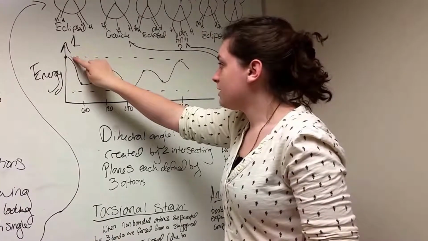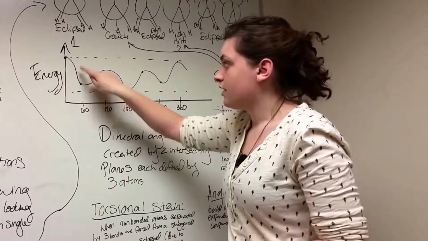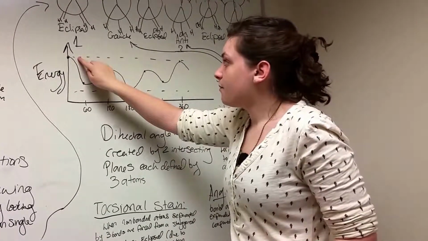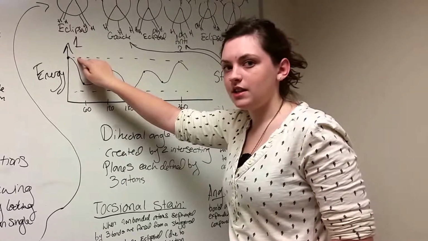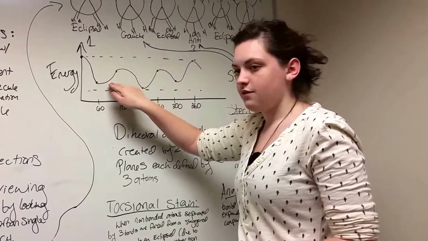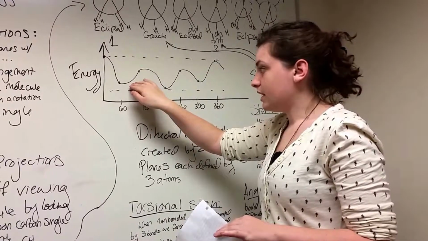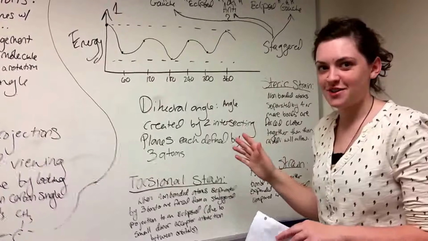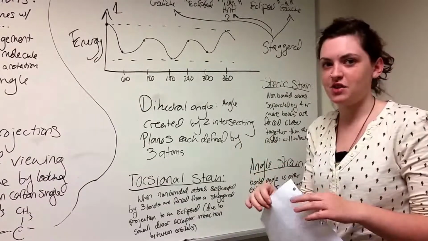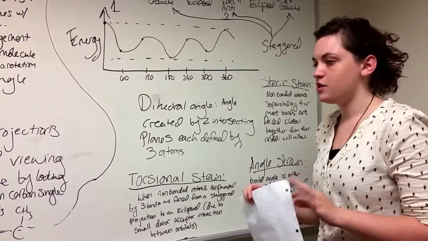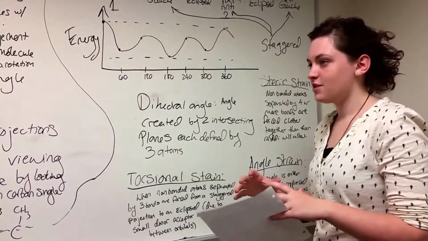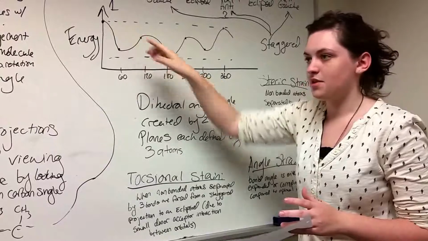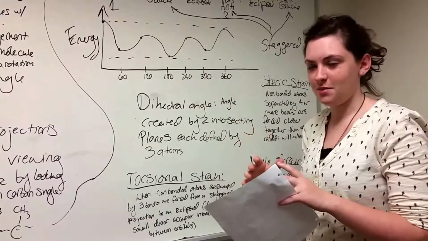When you go from eclipsed to staggered, the energy goes from high to low. Eclipsed have the highest energy because they're the least stable, and staggered have the least amount of energy because they're the most stable. Molecules have an optimal structure that they want to be in. When you mess with that structure, you cause strain on it. And when you release that strain, you go from least stable to more stable, which means it goes back to the optimal structure.